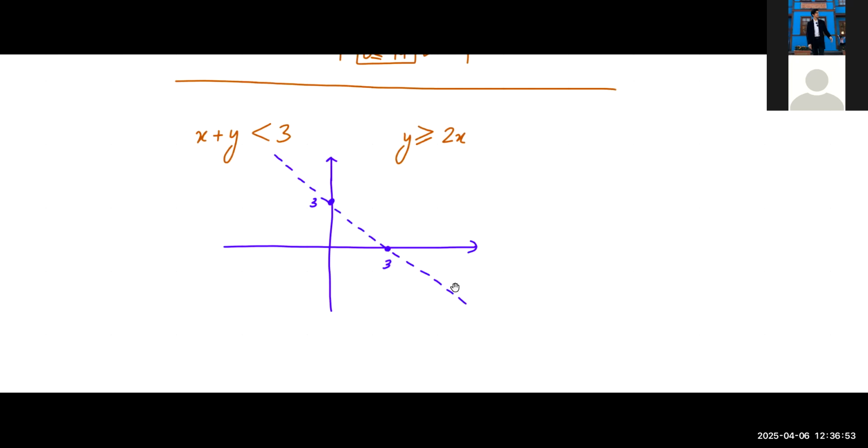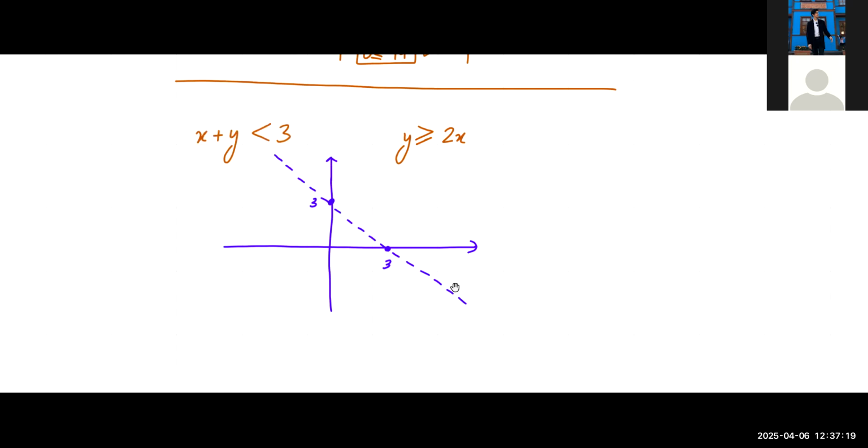And similarly, in this case, we have y more than or equal to 2x. The line y equals 2x would look like this. And we can draw a full line because it's more than or equal to, not just more than this time. Okay, so now let's sketch the regions that we need to sketch.